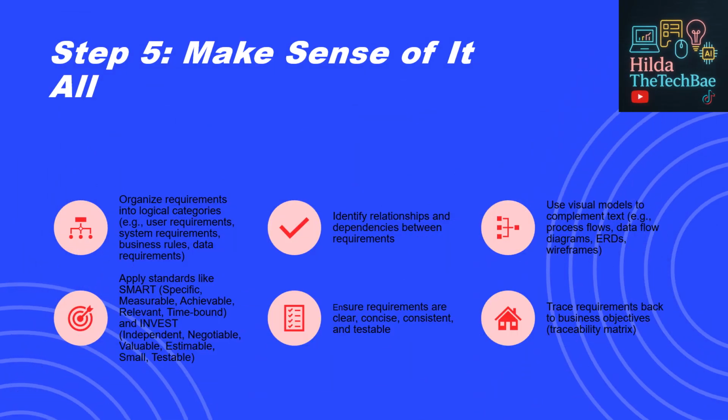Step 5. Make sense of it all. Analyze and document requirements. Now it's time to bring structure to the chaos. Start by grouping requirements into logical categories. This makes it easier for your technical and business teams to understand. Visual models like flowcharts or wireframes can help make complex ideas more accessible. Always make sure your requirements are SMART and INVEST-worthy. Plus, traceability is key. Every requirement should connect back to a business goal. This not only strengthens your documentation, but it also prevents scope creep later on.